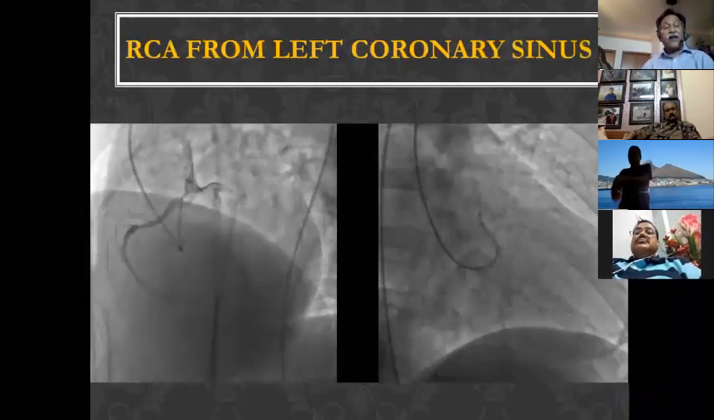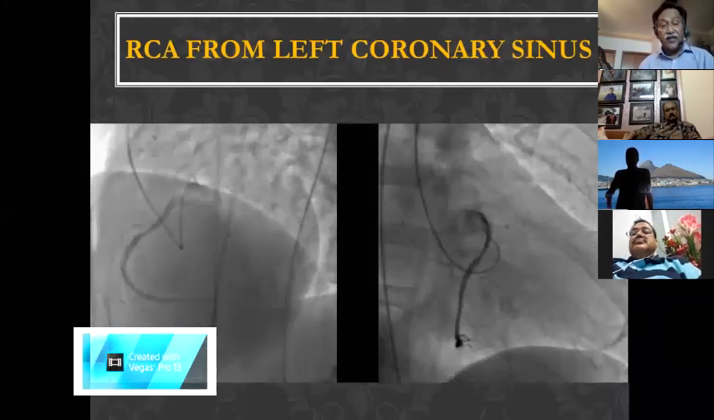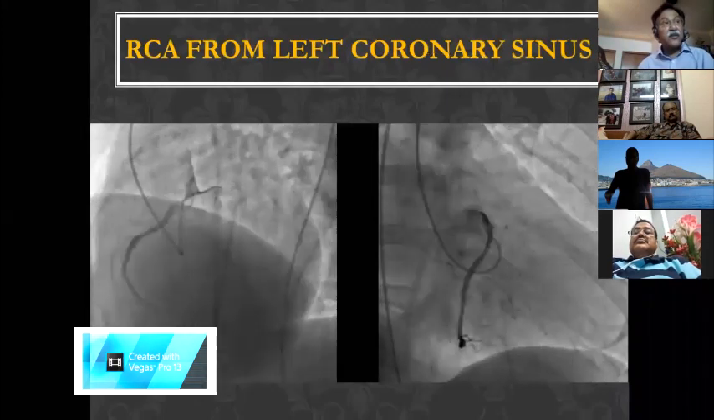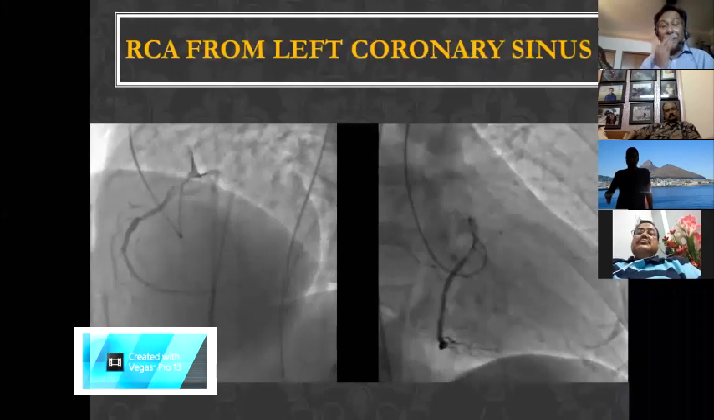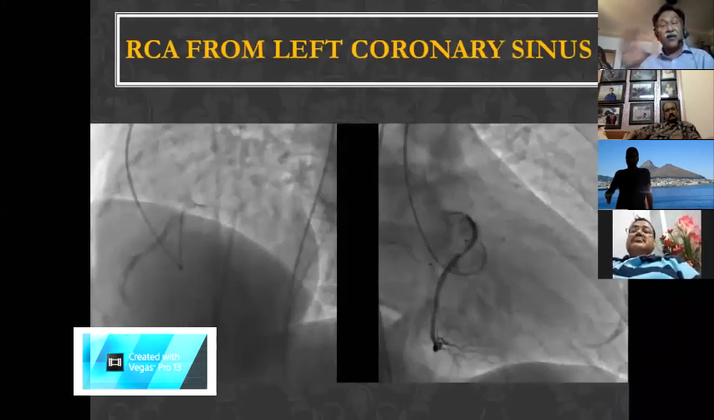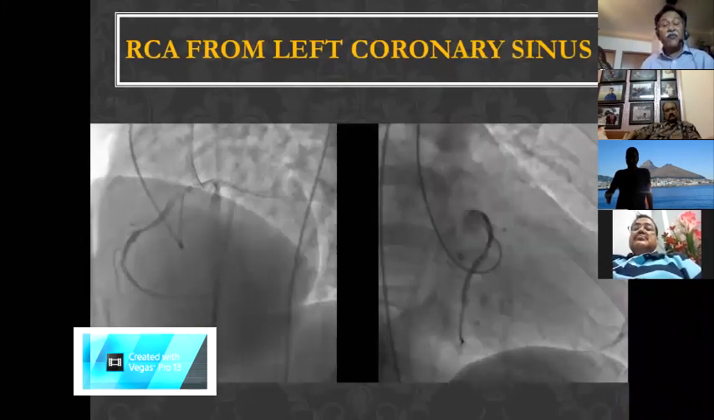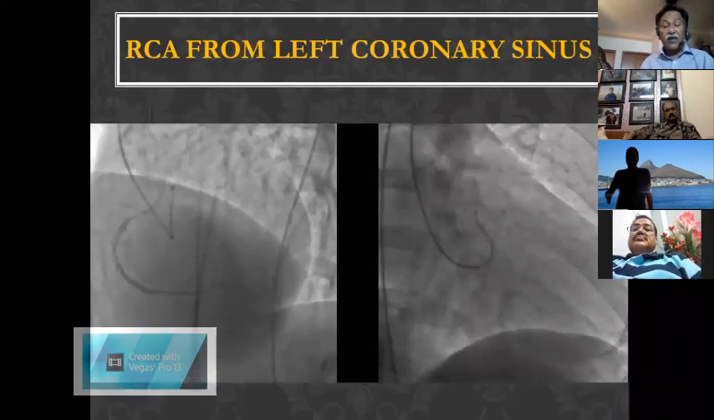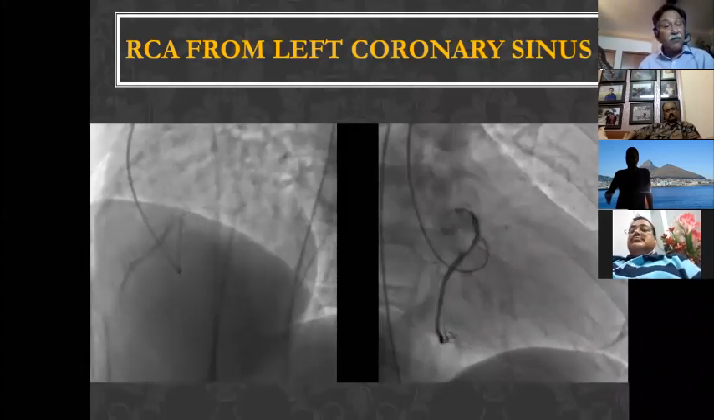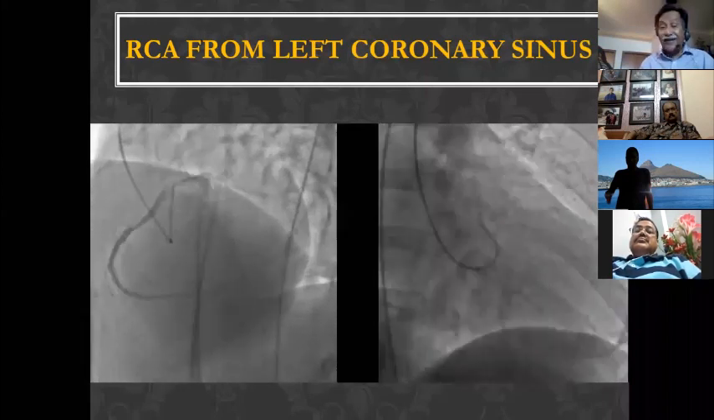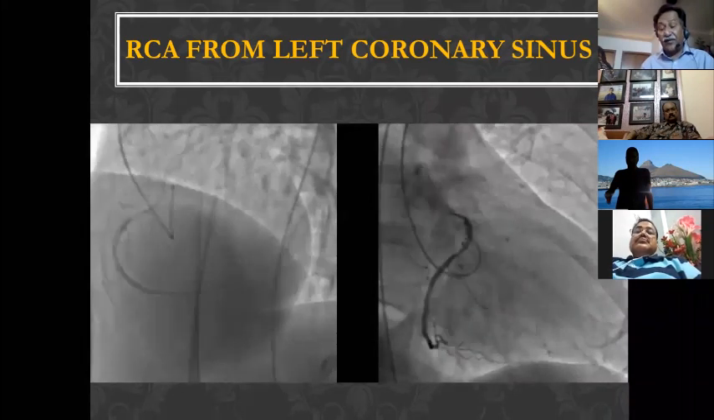Sometimes, in a common anomalous origin, the right coronary arises from the left coronary sinus. Here the Judkins right will not cannulate the coronary artery because it has arisen from the left. So in this case, you need another catheter. Mostly it can be fit with a multipurpose catheter, or sometimes a Tiger catheter, with which you can hook the right coronary artery.